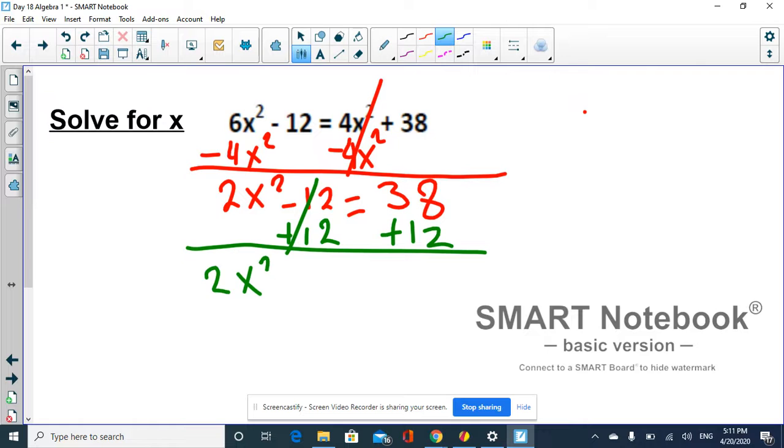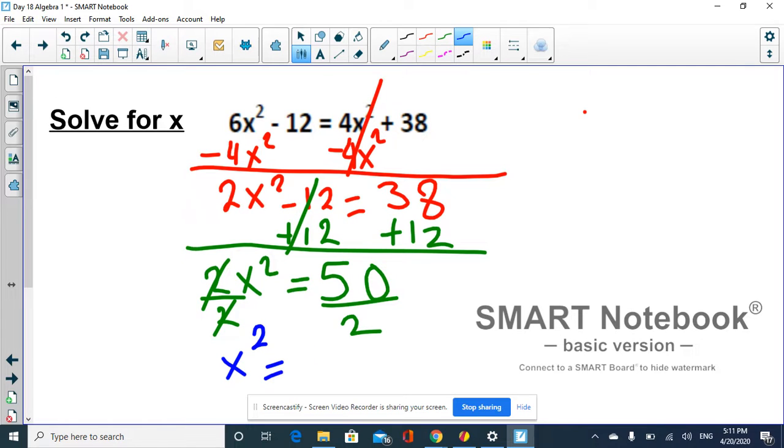2x squared equals 38 plus 12, 50. What is the next step? Yes. Move this 2. We can divide by 2. Now you have x squared equals 25. What is the last step?